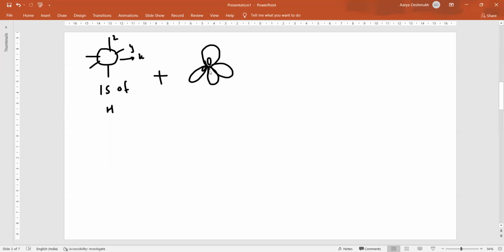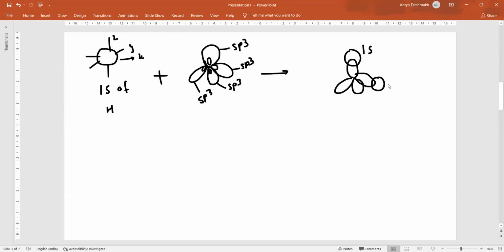Now, each one of them is sp3. This is also sp3, this is also sp3, and this is also sp3. Then it overlaps with the 1s orbital of hydrogen atom, each one of them. So this diagram is a must. Whatever I drew here, everything is a must in your answer while writing the formation of methane molecule based on hybridization. Formation of methane molecule by sp3 hybridization.